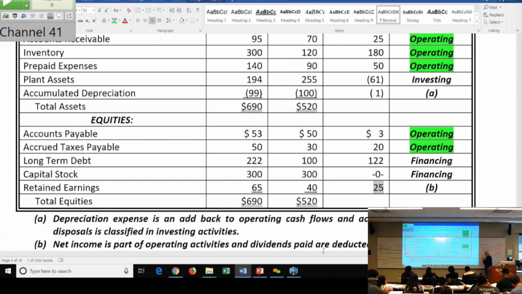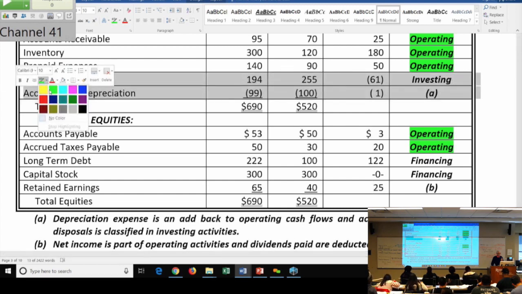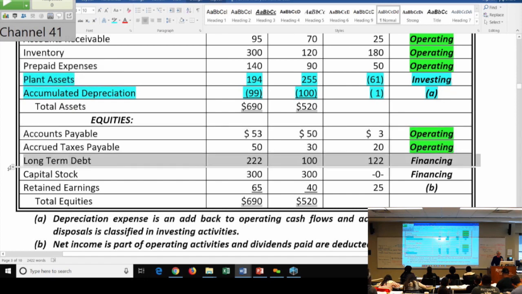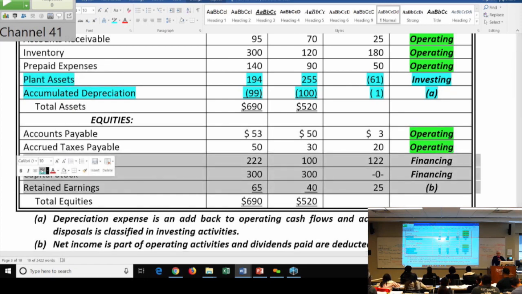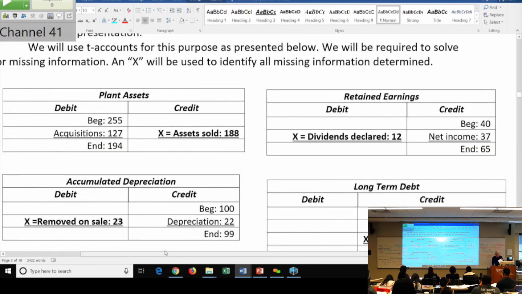Now, I want to do those gross change analyses. The only accounts that I have to analyze are going to be plan assets, and accumulated depreciation, long-term debt, cap stock, and retained earnings. That's it. The other accounts, I don't need to analyze. In fact, I don't need to analyze cap stock in this case, or the T accounts. What I'm going to do is see if I can find out the missing information.